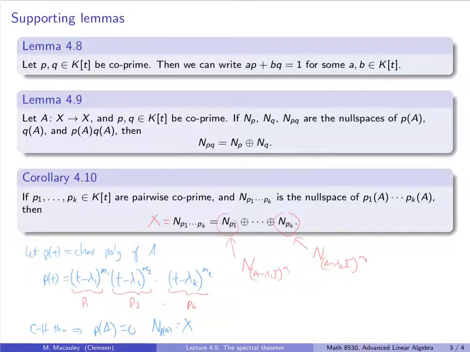These are spaces of generalized eigenvectors. This is precisely the set of all generalized eigenvectors for lambda 1, and so forth. So everything in X can be represented uniquely as a sum of generalized eigenvectors for each eigenvalue. There it is. I've basically proven the spectral theorem.